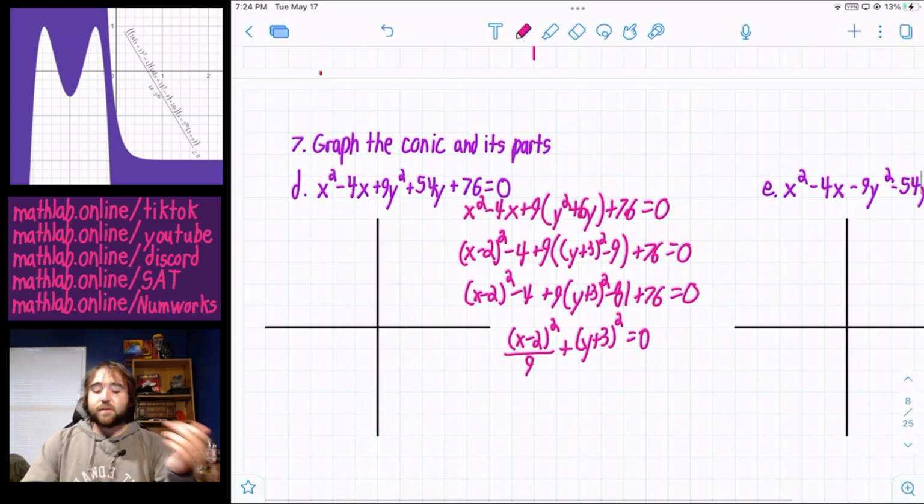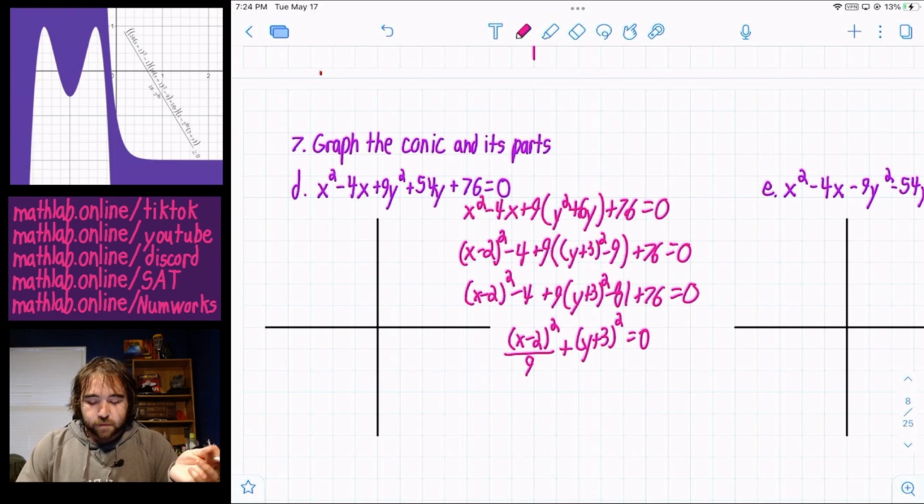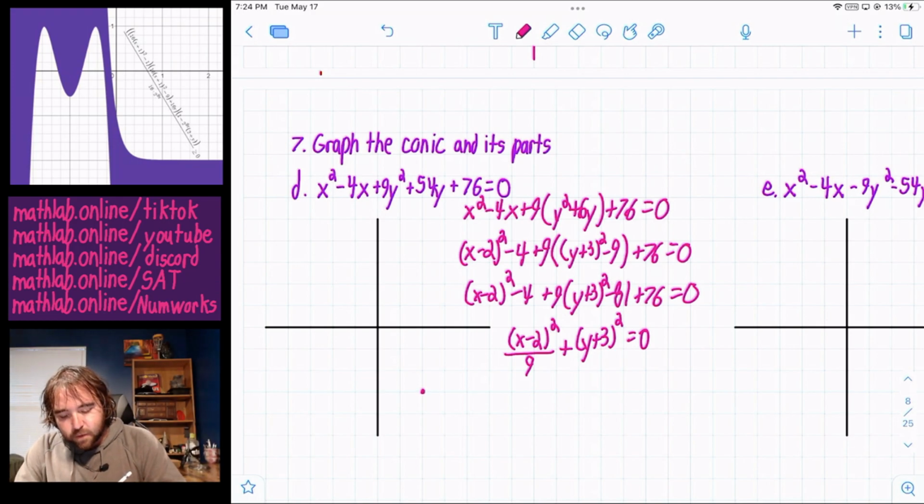So now we're good to graph it. This is an ellipse because it's x squared plus y squared. So we've got a center at (2, -3), x radius of 3, y radius of 1.